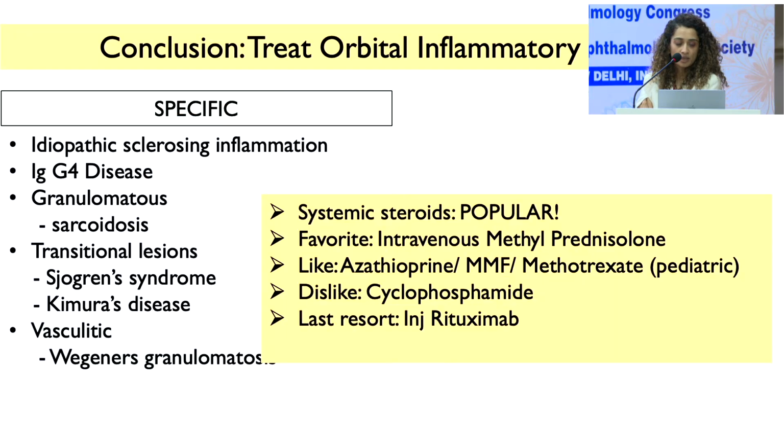So, conclusion is, in treating orbital inflammatory disease, specifics have to be considered. Never think it's non-specific. Most of them are specific. So, this is my conclusion slide. Systemic steroids is the popular one. My favorite is intravenous methylprednisolone. I like azathioprine, MMF, and methotrexate. I dislike cyclophosphamide. And my last resort is injection rituximab.